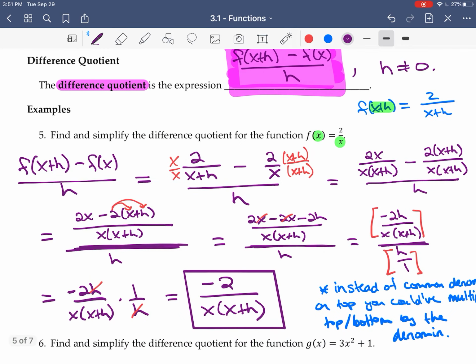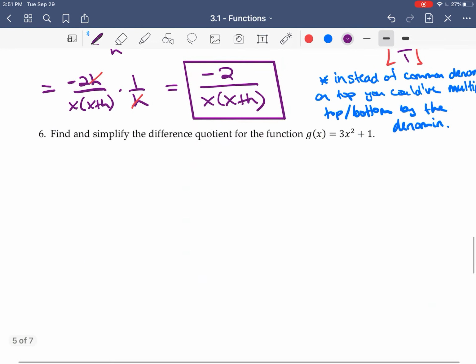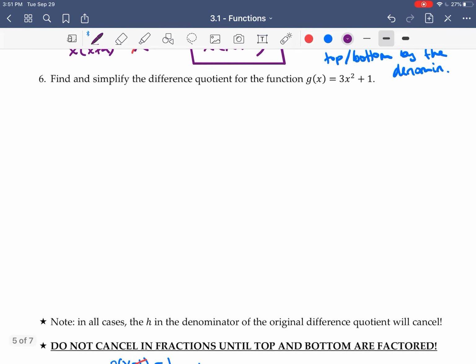Okay, now we're talking about the difference quotient. So we want to find the difference quotient for this function here. So g of x is 3x squared plus 1. Okay, so let's just write the difference quotient first. So it's g of x plus h minus g of x all over h. Okay, that's my difference quotient for the function g.